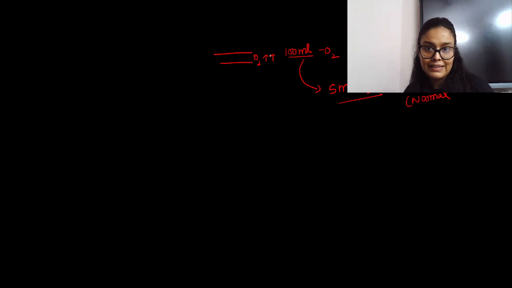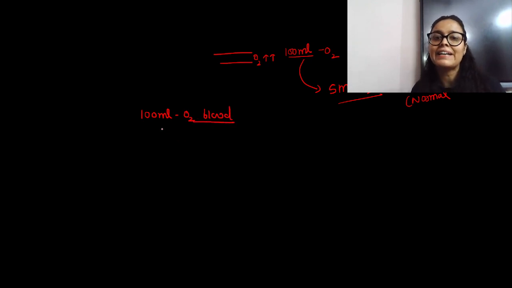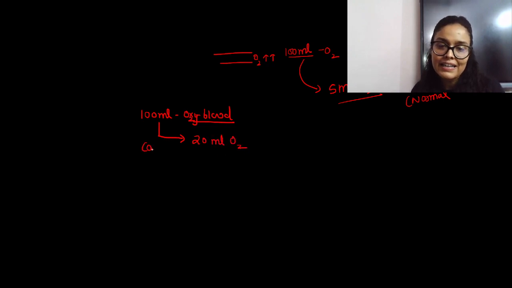So kids, remember that first they have written for us 100 ml blood, oxygenated blood, but what is the amount of oxygen in the 100 ml oxygenated blood? They have not mentioned it. So 100 ml of oxygenated blood will be carrying 20 ml oxygen. So how much does it carry? It will be carrying 20 ml. So 100 ml blood carries 20 ml oxygen.